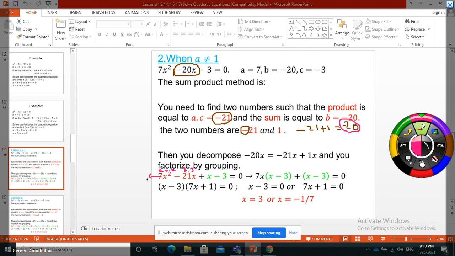Here I have 7 times x times x, and here I have 7 times 3 times x. You need to take, all the time, the maximum factor. So what is my factor here? It's 7x. What I still have from the first part is x minus 3, plus I still have my second parenthesis, x minus 3. I didn't touch it; I cannot do anything. So if you look here, I now have two terms. This is the first term.